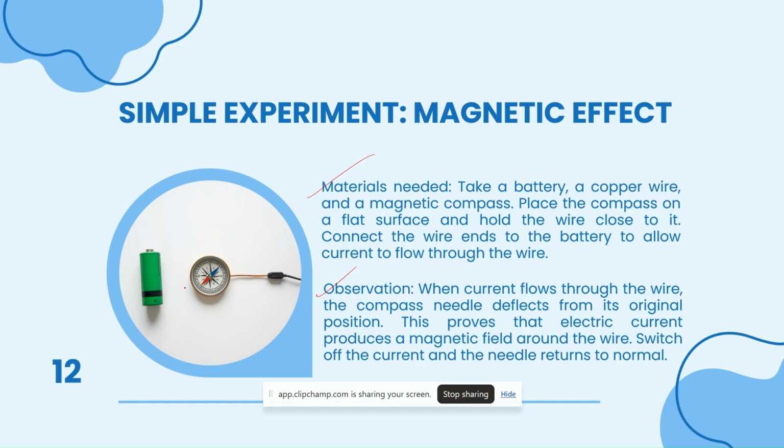What do we observe? We can see the battery, the compass, and here is the wire. What happened? When current flows through the wire, the compass needle deflects from its original position. This proves that electric current produces a magnetic field around the wire. Switch off the current and the needle returns to normal. Whenever electric current flows, the wire has magnetic power and the compass is deflected.